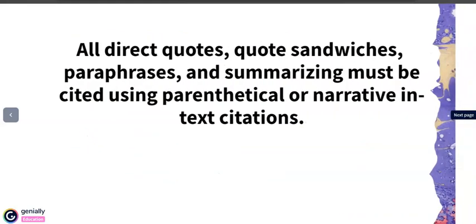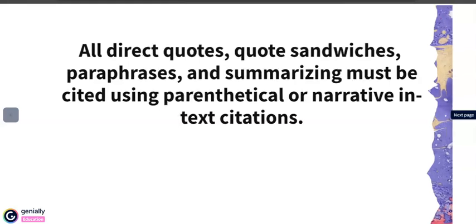All direct quotes, quote sandwiches, paraphrases, and summarizing must be cited using parenthetical or narrative in-text citations. Anything you write, any essay or discussion you write in a research course, English 101, English 102, and also in other courses, is based upon information you learned, information you read. So if there's a question with a discussion, instead of just going from your memory of something you know to answer the question, you have to go read something. And then you have to tell the reader what you read in order to help you formulate your answer. All answers are based upon something that you have read or researched. So it must be cited.